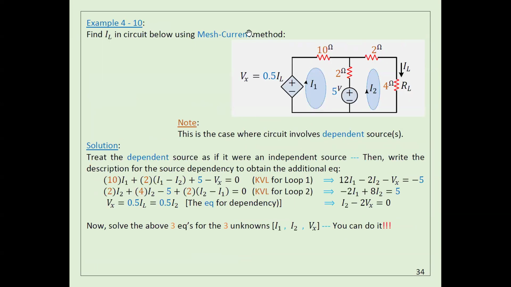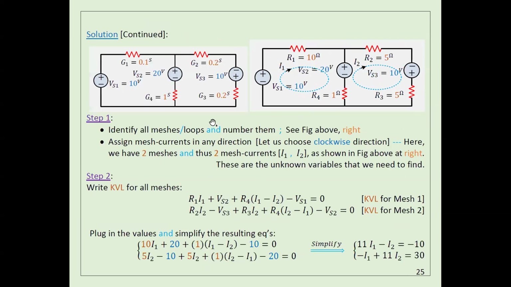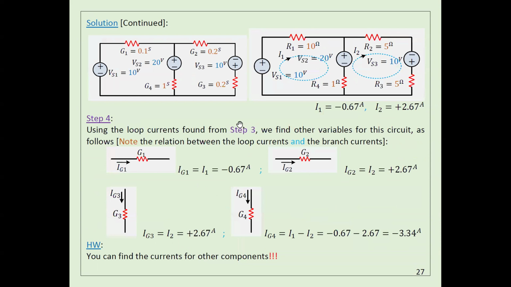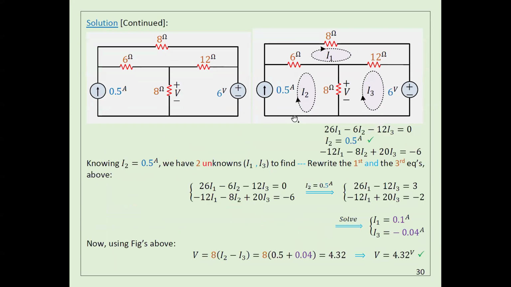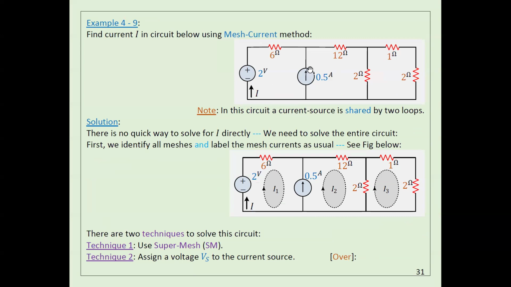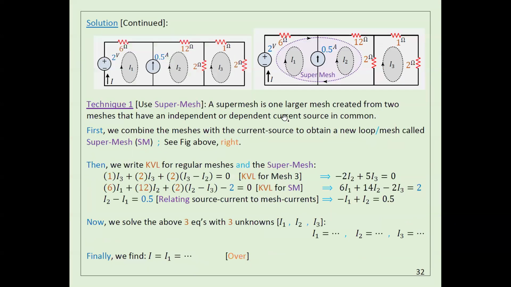Okay. So let's have one more example here. Let me tell you how these examples are different. In the very beginning, I gave you an example where we have only voltage sources. Then here, same thing, we have only voltage sources, but we have three loops. Then I explained an example with one current source, which is common between two meshes, or two loops.